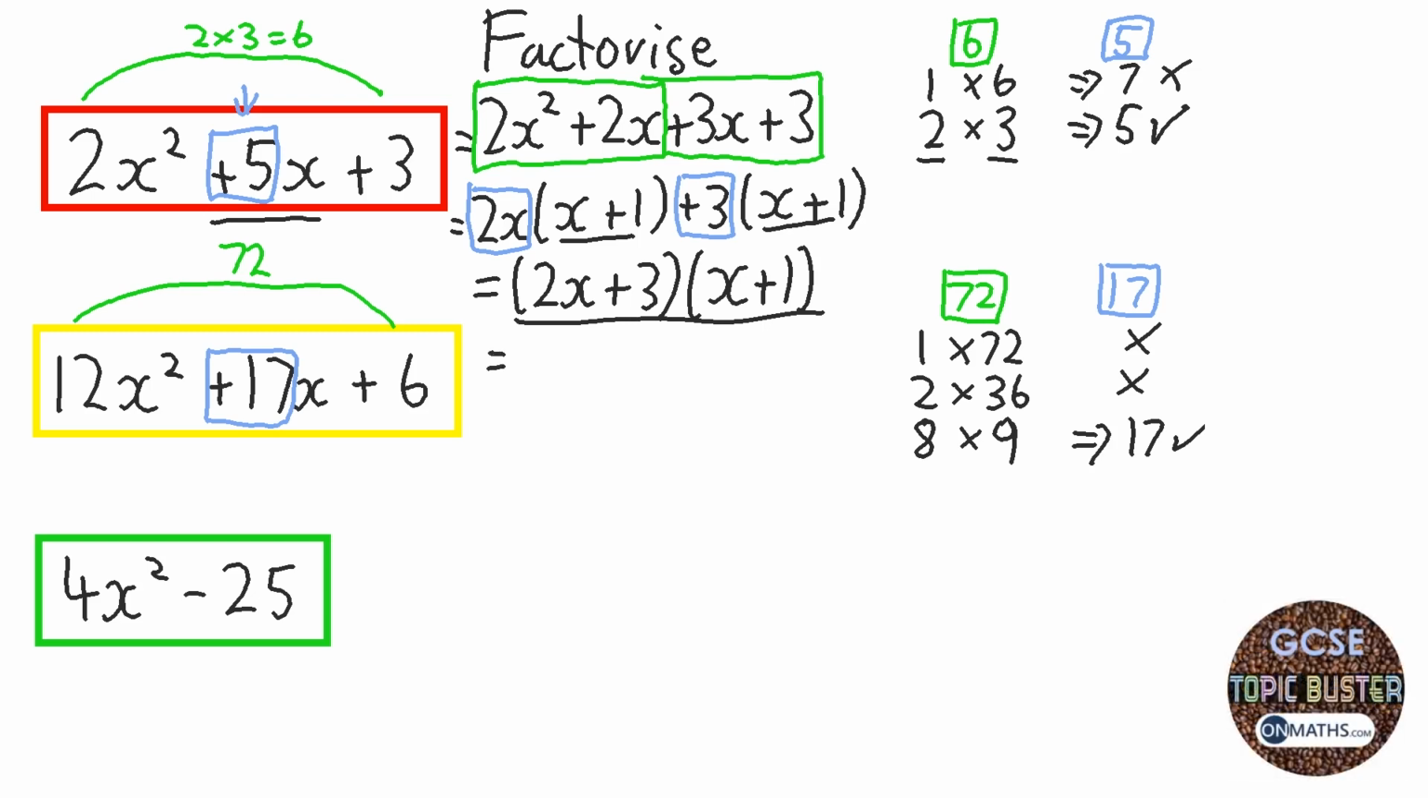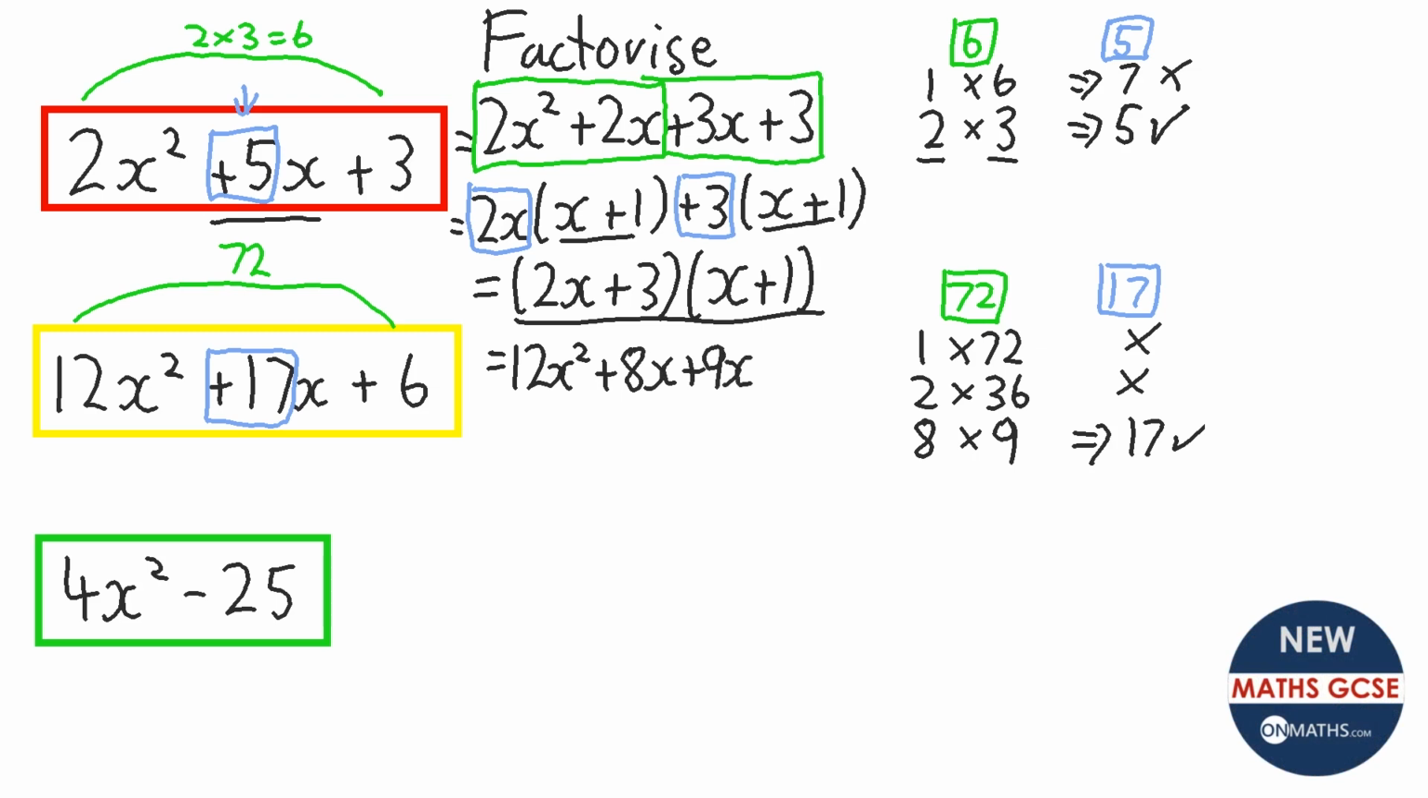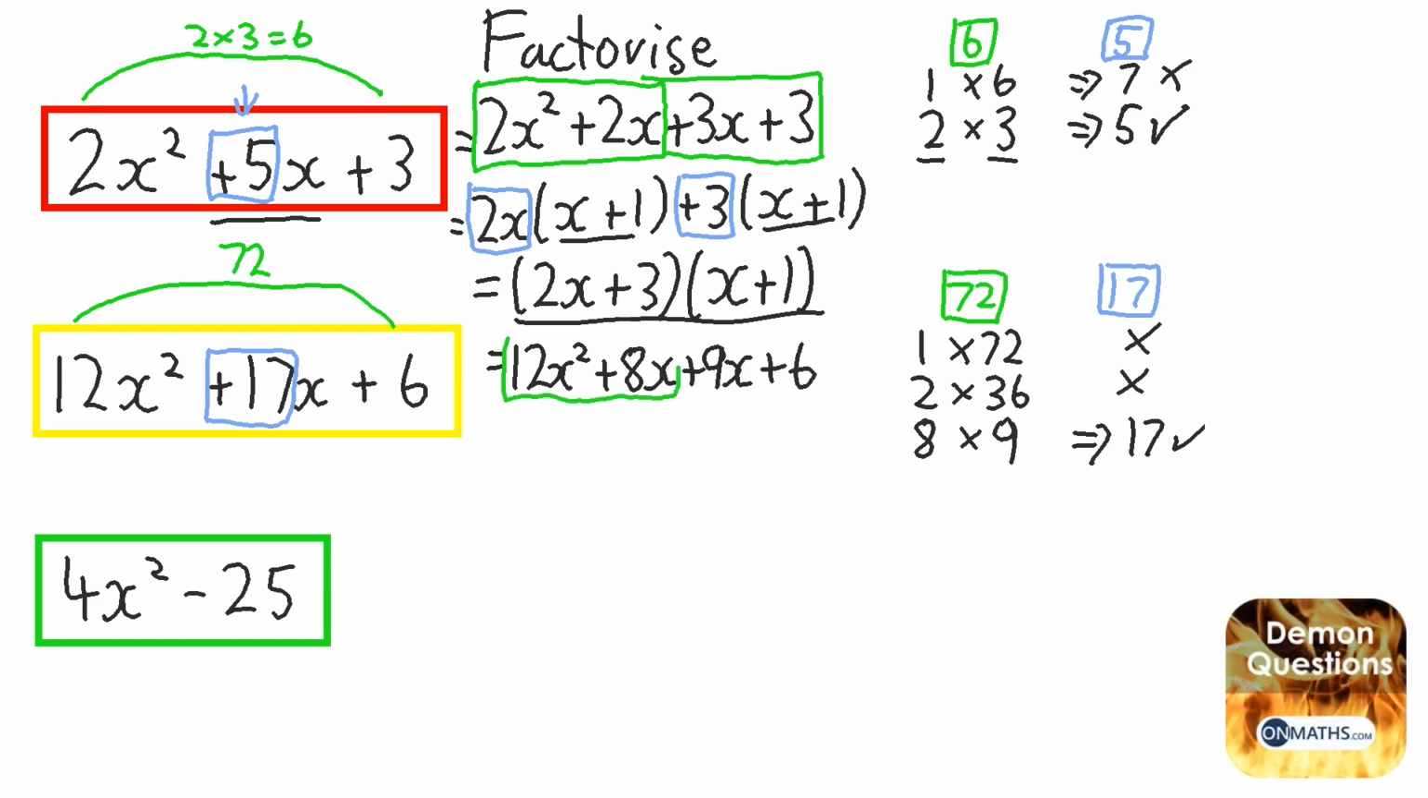So I do the next step. I write down the question again, so 12x squared. But instead of writing plus 17x, I now write plus 8x plus 9x. And it doesn't matter which order you put them in. And then plus 6 at the end. And then I'm just looking at this box here and this box here.